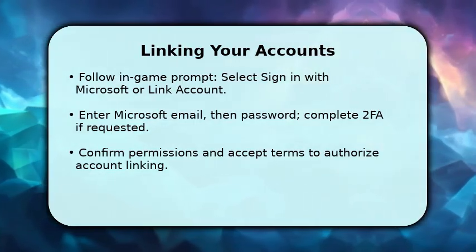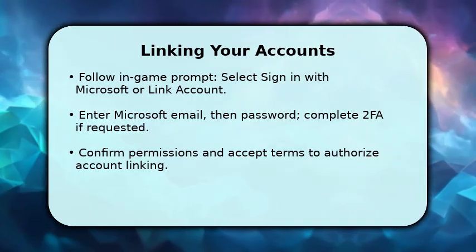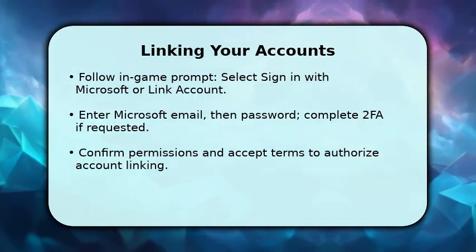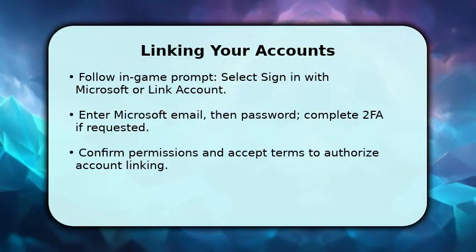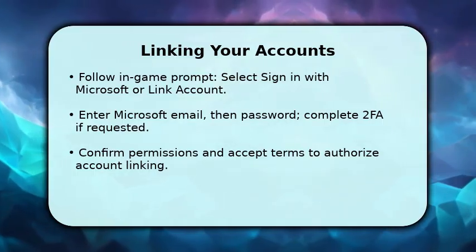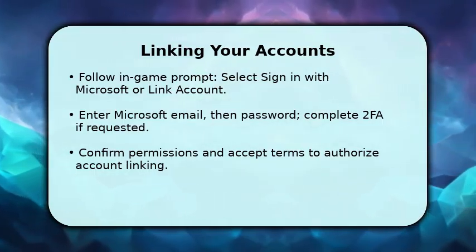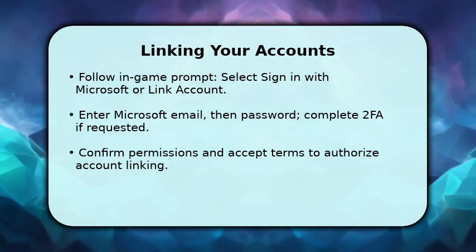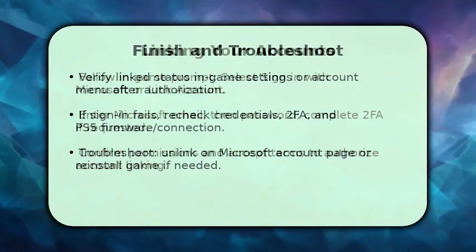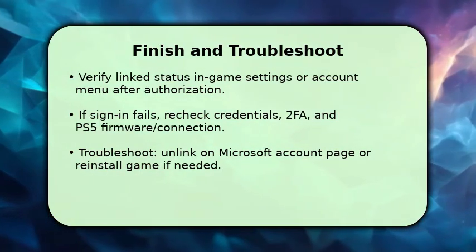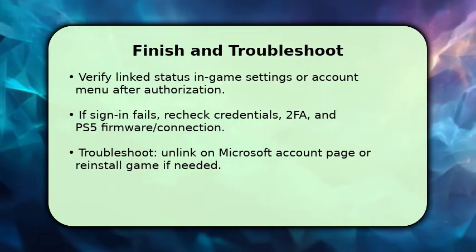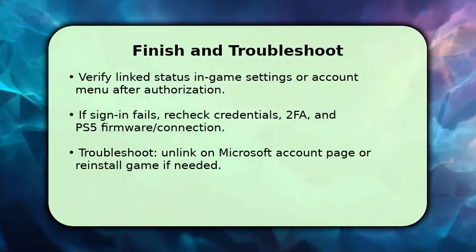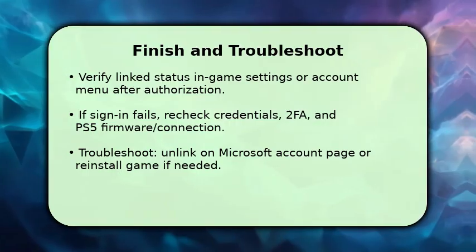Next, review the permission request. The game will ask to connect profiles and sync data. Accept these permissions to allow crossplay and cloud saves. If you see account conflicts, pause and note the on-screen ID to resolve duplicates. To finish, go to the game's account or settings screen and verify your Microsoft account shows as linked. This confirms sync and multiplayer access.